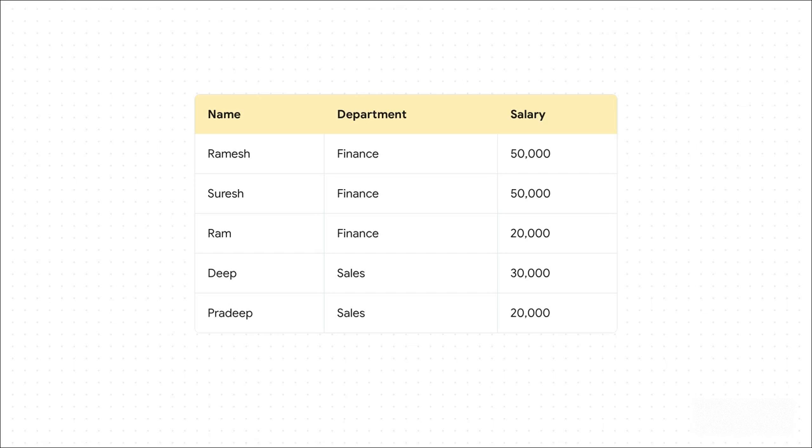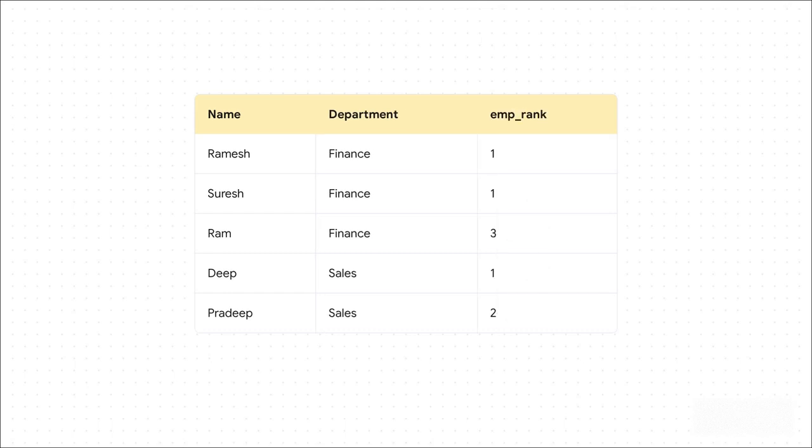Now, I want you to pay close attention to this. In the finance department, Ramesh and Suresh have the exact same salary. That tie is going to be super important for understanding how these next few functions work. First up, the RANK function. We've partitioned by department and ordered by salary, from highest to lowest.